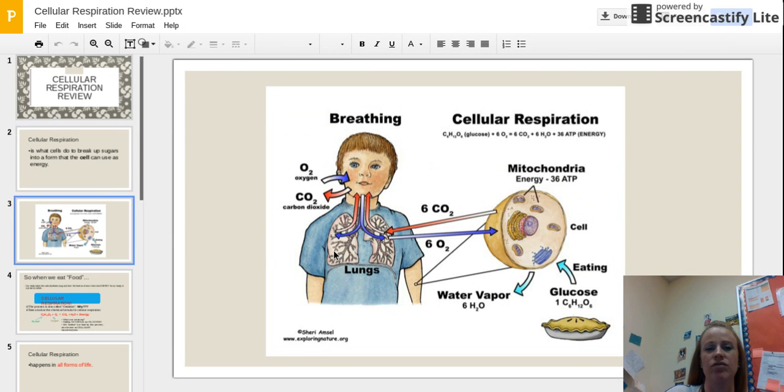Usually when you think of respiration, you think of breathing. So you breathe in the oxygen, you take out the carbon dioxide. And in the mitochondria is where, once you eat, it's turning that into sugar and giving off the water. See right here, the little formula, it's kind of hard to tell, but it's sugar plus oxygen equals carbon dioxide plus water plus ATP, which is energy.